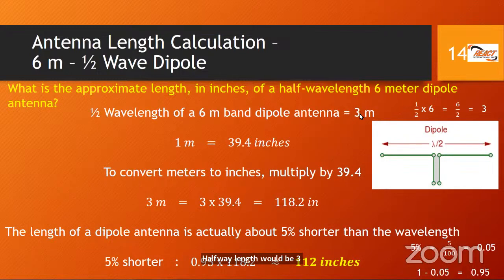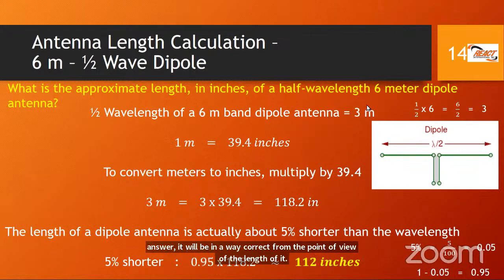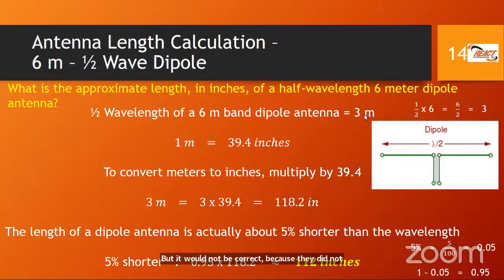But guess what? We cannot just simply give that as an answer. It will be, in a way, correct from the point of view of the length of it, but it would not be correct because they did not ask us what's the length in meters. What did they ask us? They asked us the approximate length in inches. So this question is about converting meters to inches as well. So 1 meter is approximately 39.4 inches.